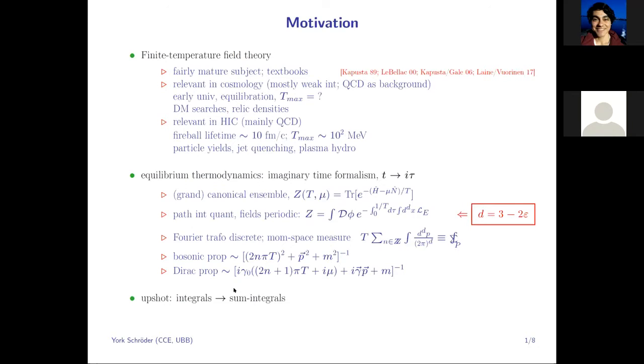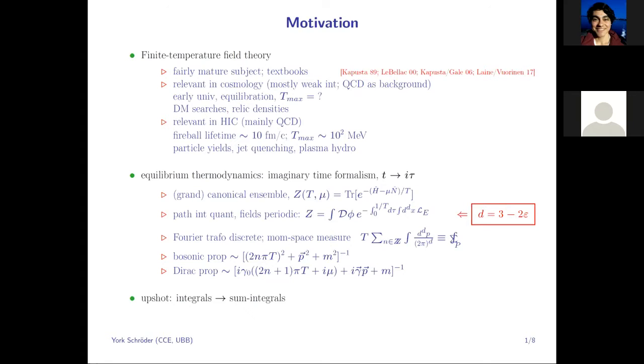So just to give you an overview of what one could be motivated by to do finite temperature field theory. It's by now a fairly mature subject, I would say, and I measure maturity by the number of textbooks you can access. And I shall maybe advertise a recent textbook by two of my collaborators, Nikolai and Alexei Vorovin, here. But first and foremost, the relevance of finite temperature field theory comes from its applications, right? It's relevant in cosmology, where one is then mostly concerned with the weakly interacting part of the standard model, and QCD processes are more or less just a background.